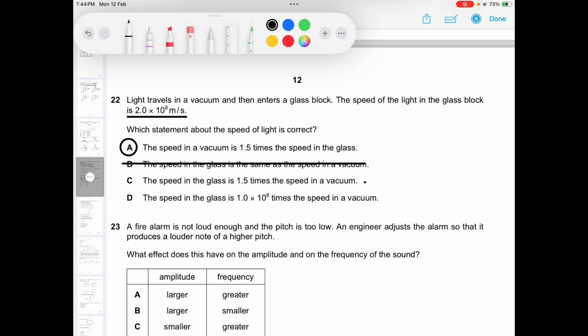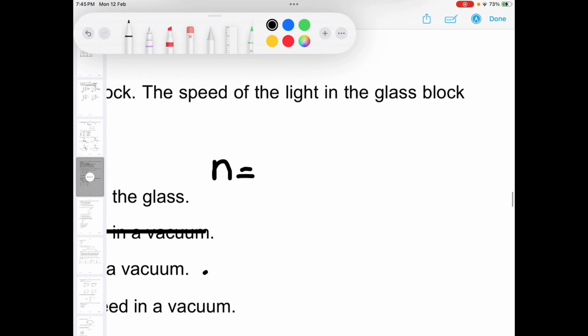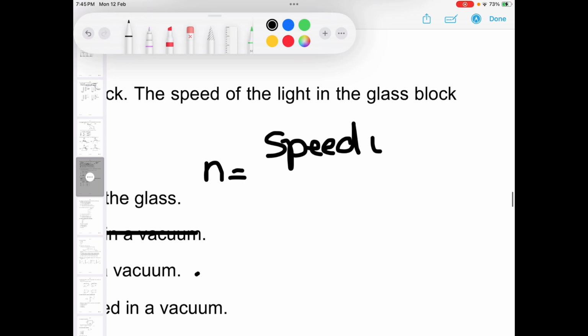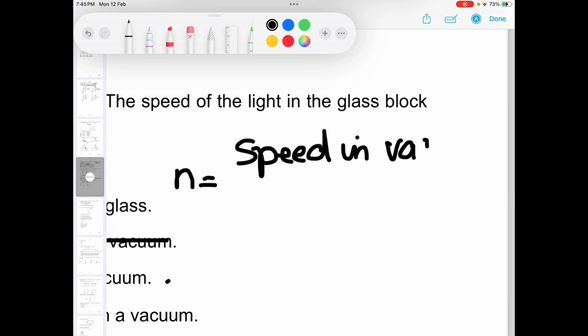The speed in the glass is 1.0 times 10 to the power of 8 times the speed in vacuum. First of all, the speed of light is less in glass, okay, so this can be correct and this one can't be correct. Then the reason the speed in a vacuum is 1.5 times the speed in the glass is because this is basically the refractive index. Okay, so refractive index equals the speed in air or in vacuum over the one in glass.